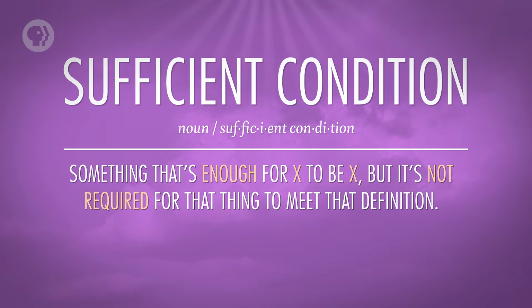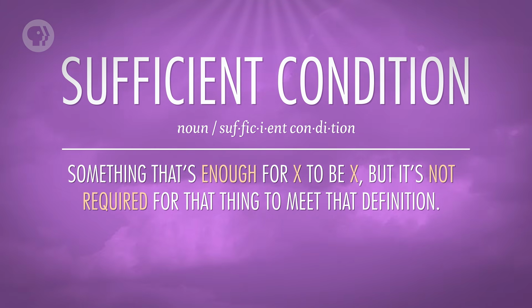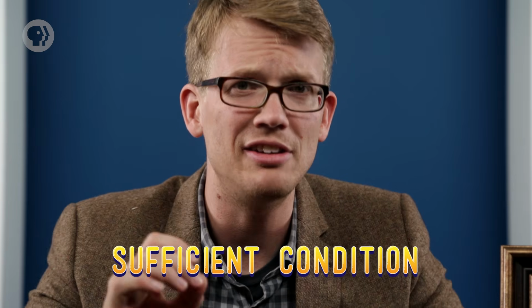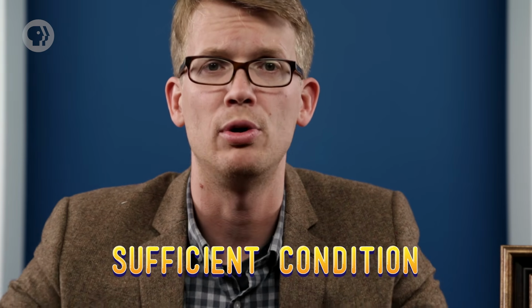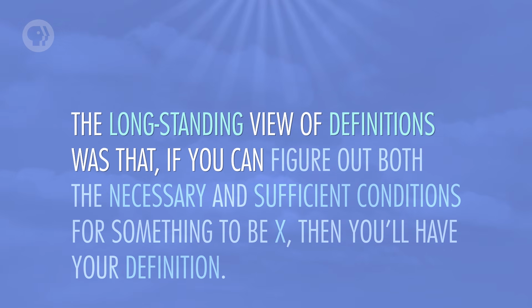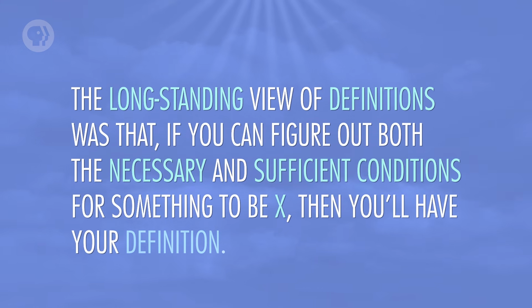A sufficient condition is something that's enough for X to be X, but it's not required for that thing to meet that definition. For example, being born in the US is a sufficient condition for being an American citizen, but it's not a necessary condition because people who weren't born in the US can still become citizens. The long-standing view of definitions was that if you can figure out both the necessary and sufficient conditions for something to be X, then you'll have your definition. That is, you'll have found the criteria that exclude all non-X's but include all X's, if you're following me.